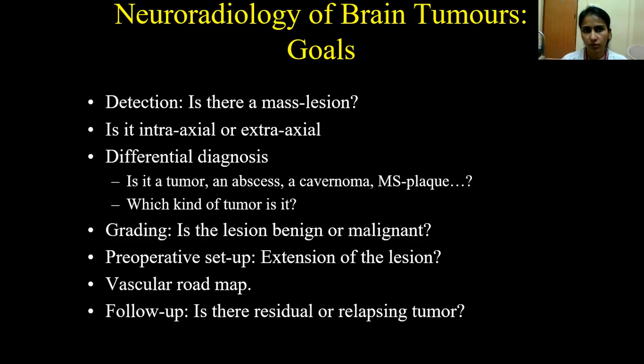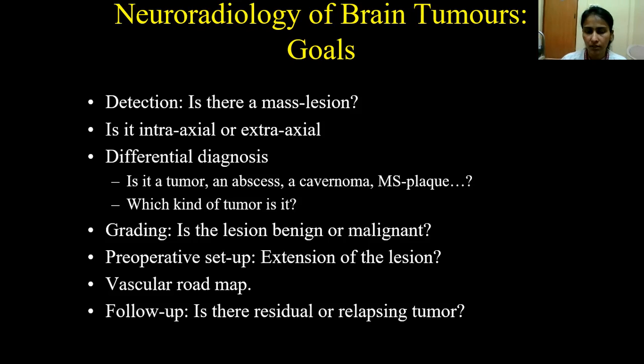So what are the goals we are going to consider in neuroradiology of brain tumors? First of all, we have to detect if there is presence of a mass lesion or not. And second, if you identify a mass lesion, then we have to find out if it is intraaxial or extraaxial. Then later on, we have to make a differential diagnosis.